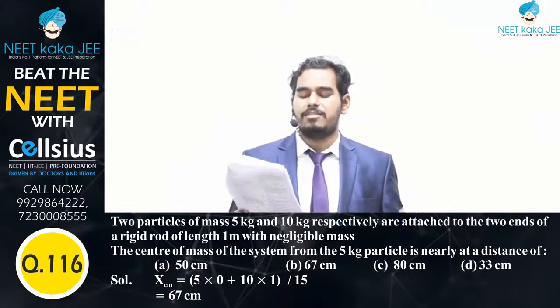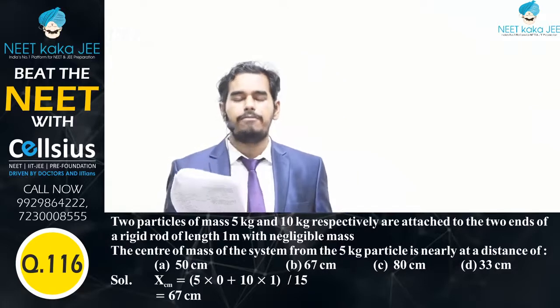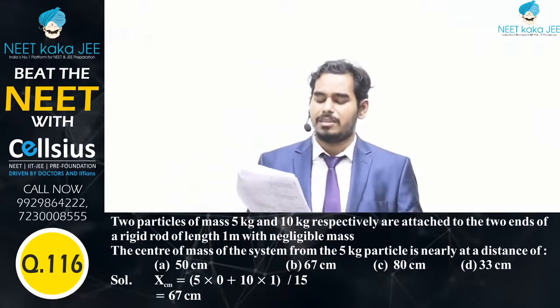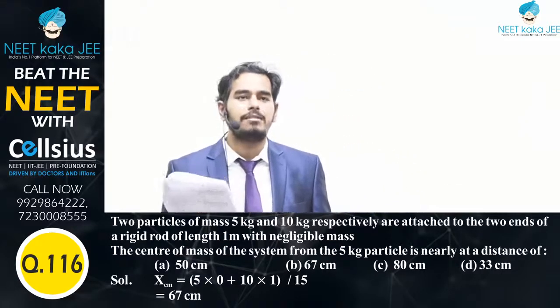So X center of mass is 5 into 0 plus 10 into 1, by 15. So it comes out as 2 by 3 meters. So it is 67 centimeters. So the answer is B, obviously.